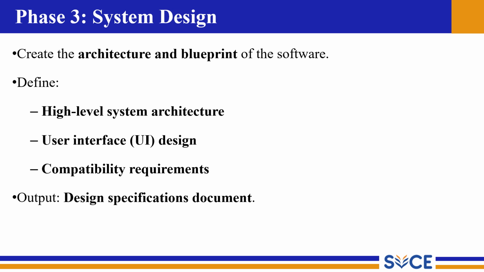For example, the design may specify that the database will use MySQL, the backend will be built in Java, and the frontend will be React. This phase ensures clarity and consistency before coding begins.